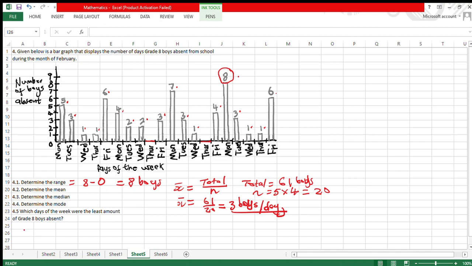Let's write 4.3 here. Remember this was 4.2. Before you calculate the median, what you need to do is arrange your data from the lowest number up until your highest number, which is 8.